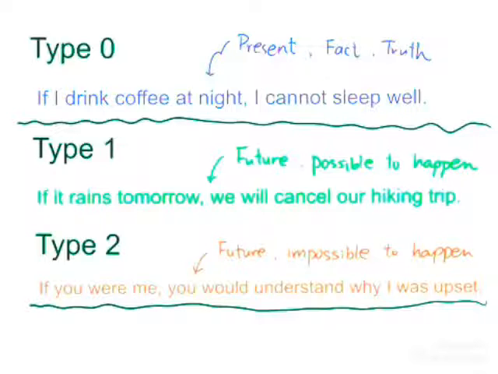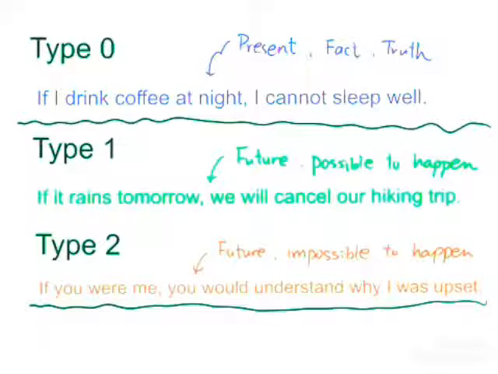For example, in type 1, if it rains tomorrow, we will cancel our hiking trip. So it's something in the future, tomorrow. It hasn't happened yet, okay? It hasn't rained yet. We're just making a prediction about the future. But if we have this condition, then we will do this action. Okay, if it rains tomorrow, then we will cancel our hiking trip.